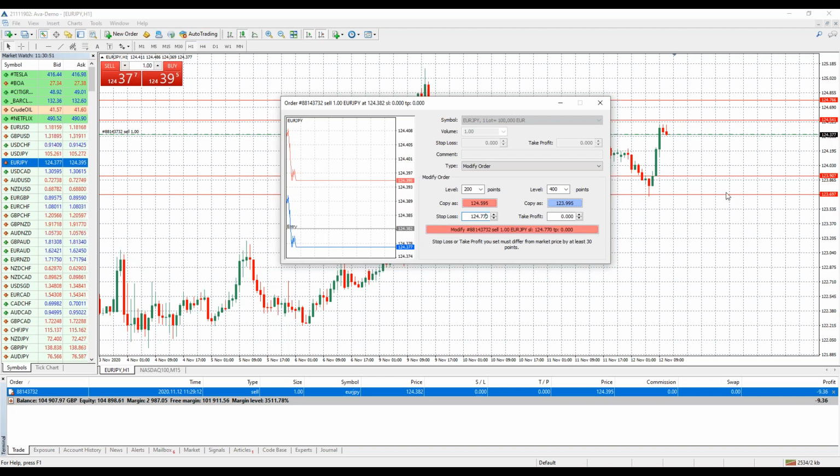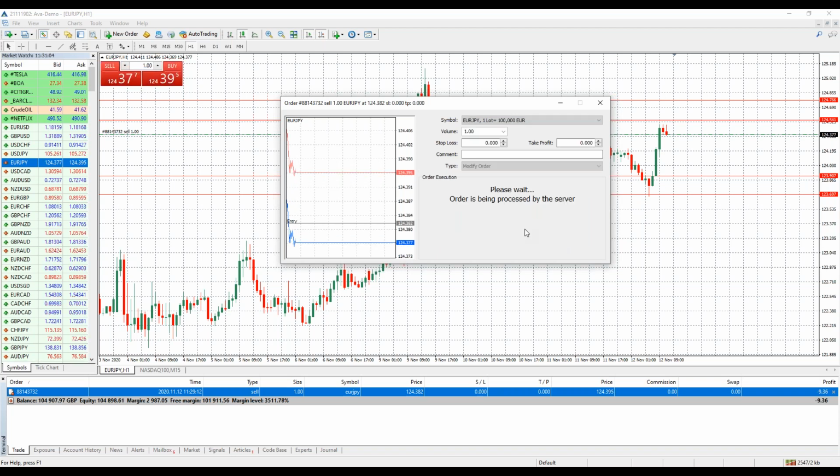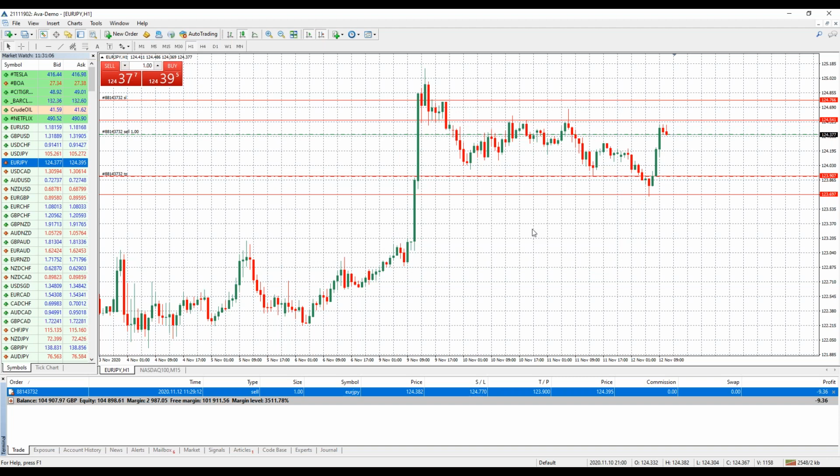124.77. And my take profit before this support level down here, 123.90. Okay, there we are. Okay, so now I'm in on a move.